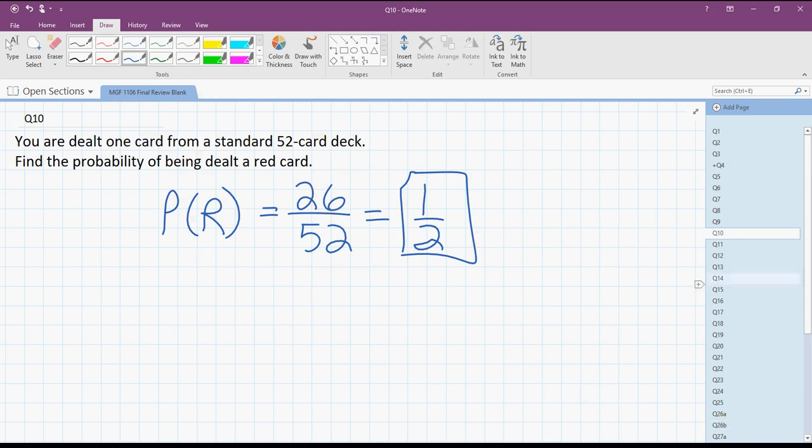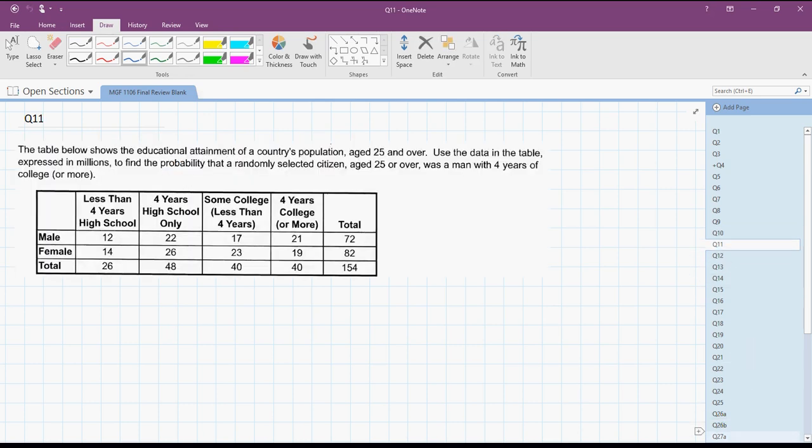So jumping to the next guy, number 11. This is the one that throws a lot of people off because you got to make sure that you know what you're looking at because there's a lot of information here. So it says the table below shows the educational attainment of the country's population aged 25 and over. So this is all about people 25 years of age and over. Okay, so this information is expressed in millions. Great. Cool beans. So like males that have less than 4 years of high school, it says 12, so that would really represent like 12 million.